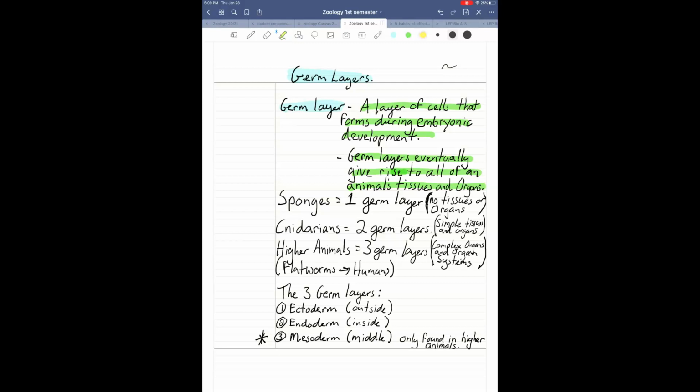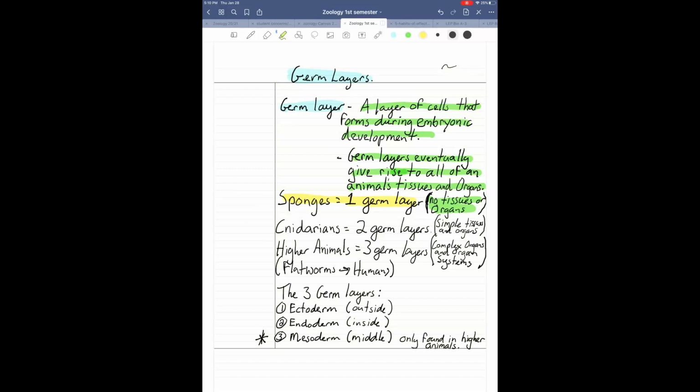Now, if we compare sponges, cnidarians, and the higher animals that we're about to study, as far as how many germ layers they have, sponges have one germ layer, or some scientists also don't really consider it a germ layer. Some scientists would say they have no germ layer. And the sponges have no tissues, they have no organs, so they're very simplistic, so they have no germ layers to turn into those things.